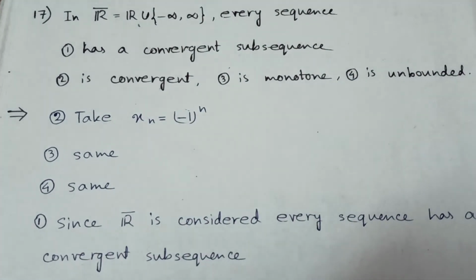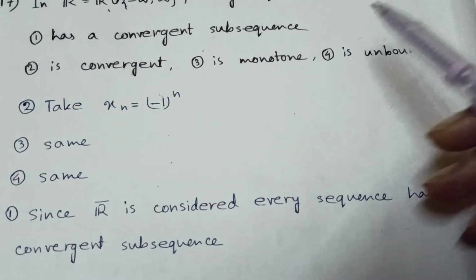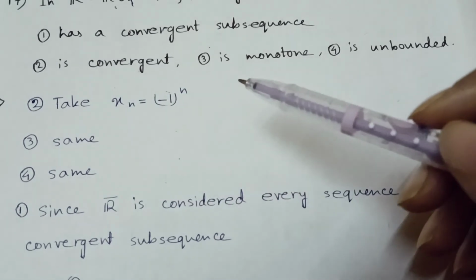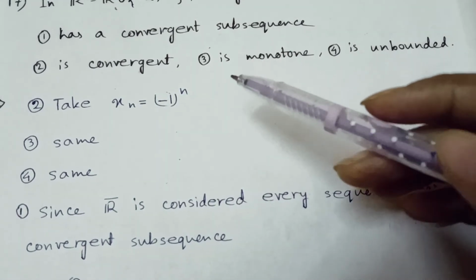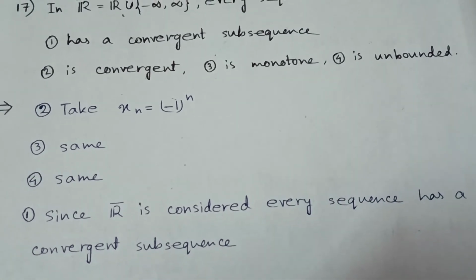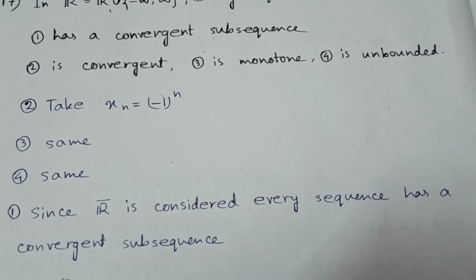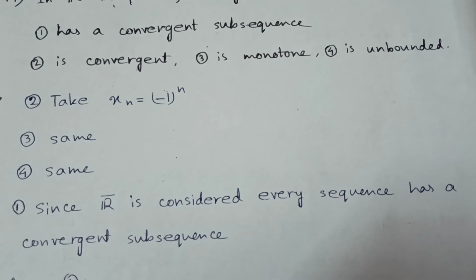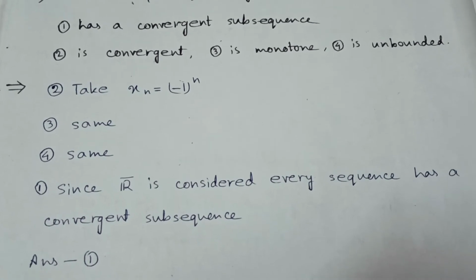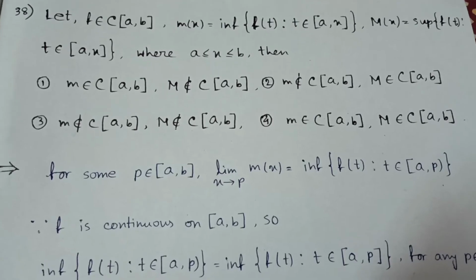Okay, when you want to prove that an option is incorrect, to discard that you have to take one counterexample. But when you have to prove that some option is correct, then you have to show the proof. But to disprove that, one counterexample is sufficient. So option 1 is the correct answer. Now let's go to the next question.